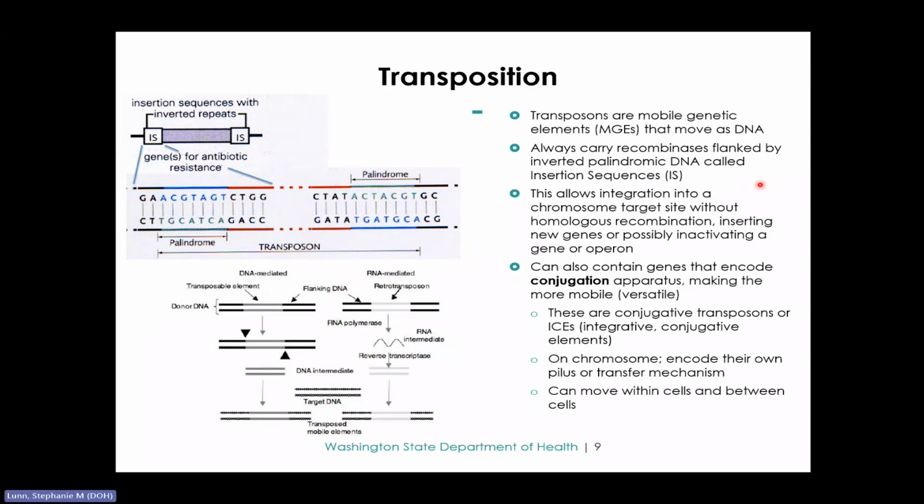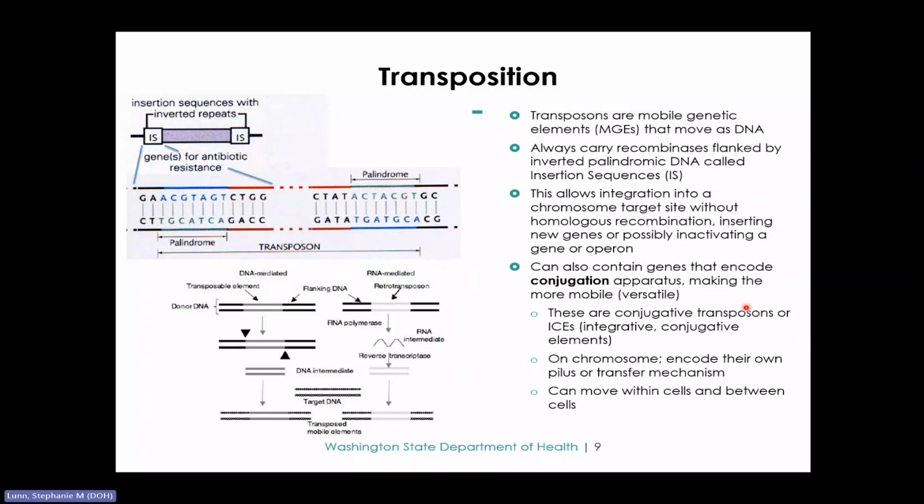Transposons always carry recombinases flanked by these inverted palindromic DNA called insertion sequences. And palindromic DNA are sequences that are read the same backwards as forward, like so in this example shown here in this figure. And what this does is that this structure actually allows for integration into a chromosome target site without a homologous recombination, thereby inserting new genes or possibly even inactivating a gene or operon.